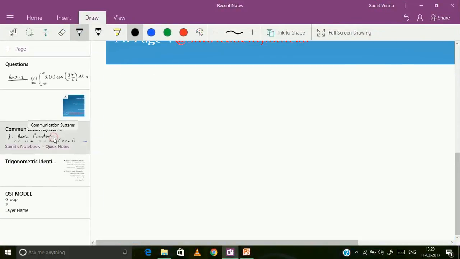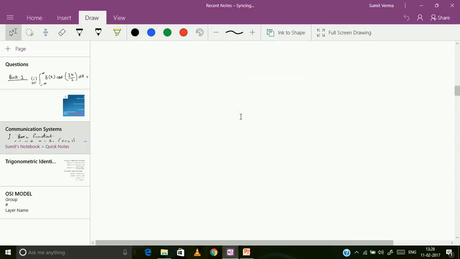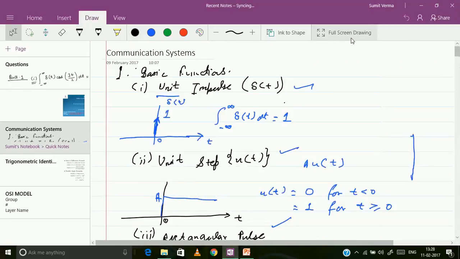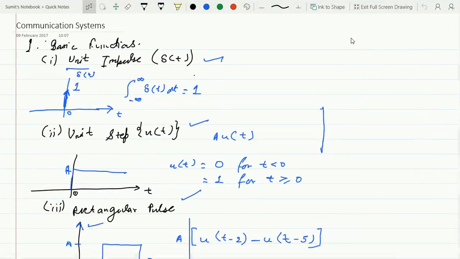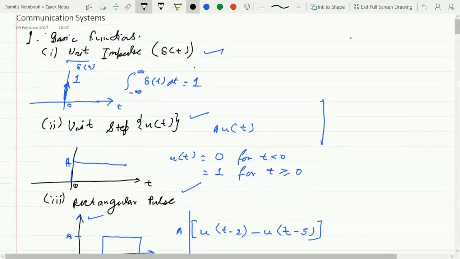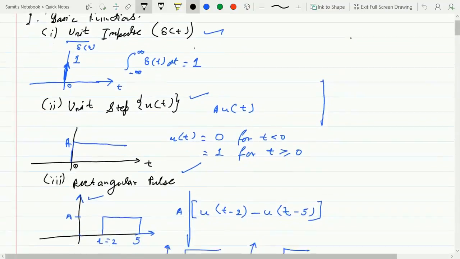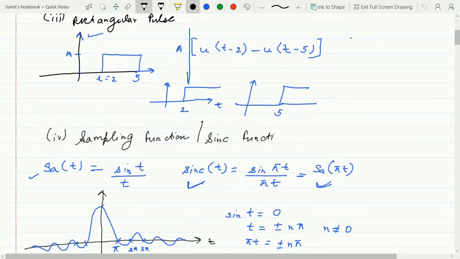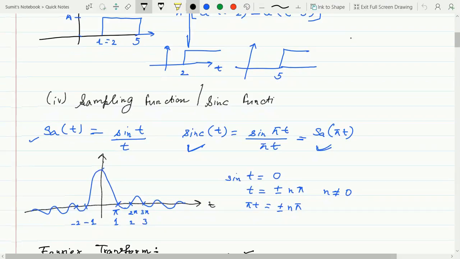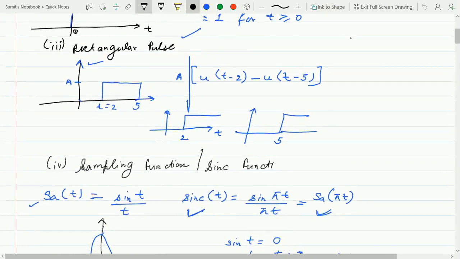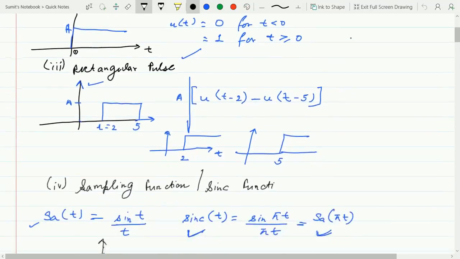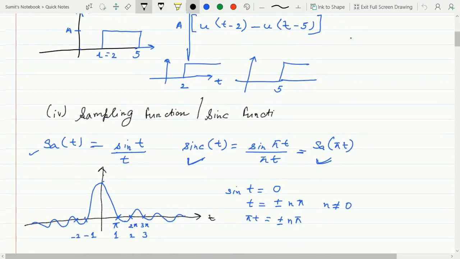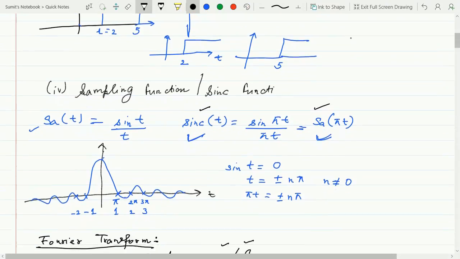Friends, let's start with the revision from where we left in lecture 1. What did we learn in lecture 1? In lecture 1, I basically told you these basic functions. Make sure you have notes of these, and just write down the important points which you have to later figure out and write down in the short notes. Then we saw the unit step, rectangular pulse, and sampling function, where I defined the sinc and the sampling, how to change from sinc to sampling and vice versa. The sinc definition is very important here.